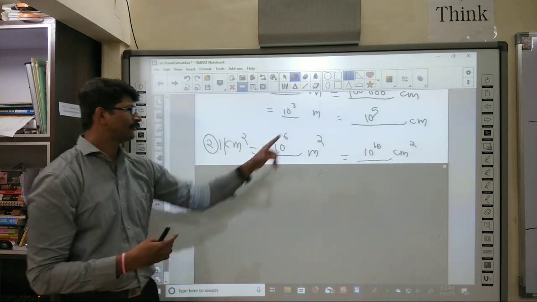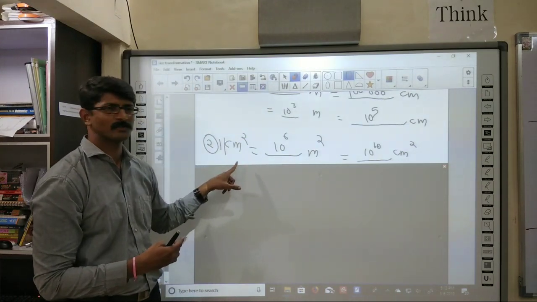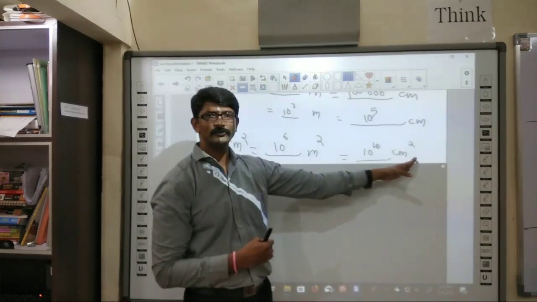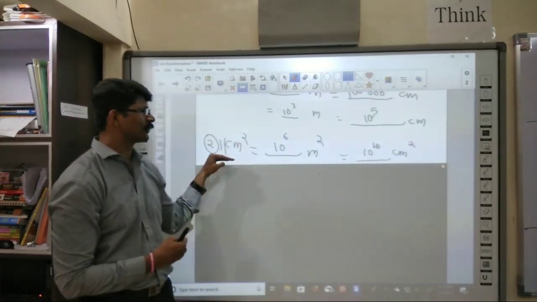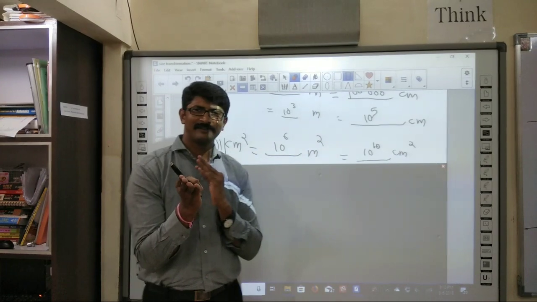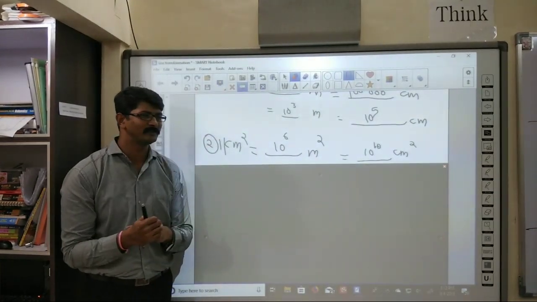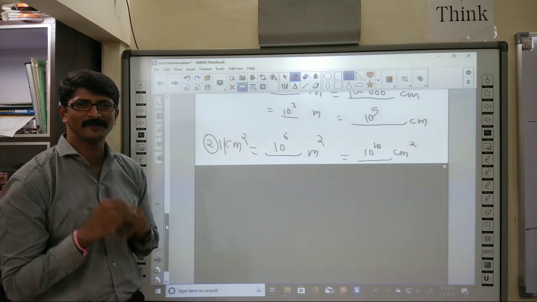Vice versa, if 1 meter square is equal to dash kilometer square, it will become 10 raised to power minus 6. And 1 centimeter square is equal to dash kilometer square, that will become 10 raised to power minus 10 kilometer square. I hope you are getting this. Is it simple?